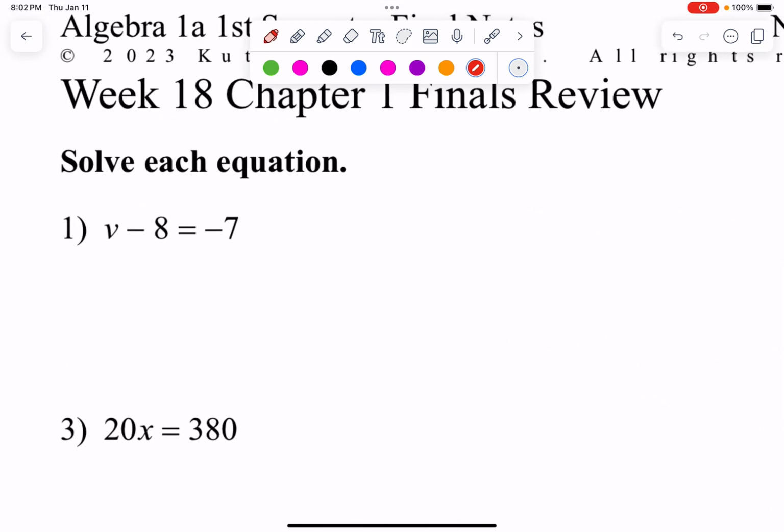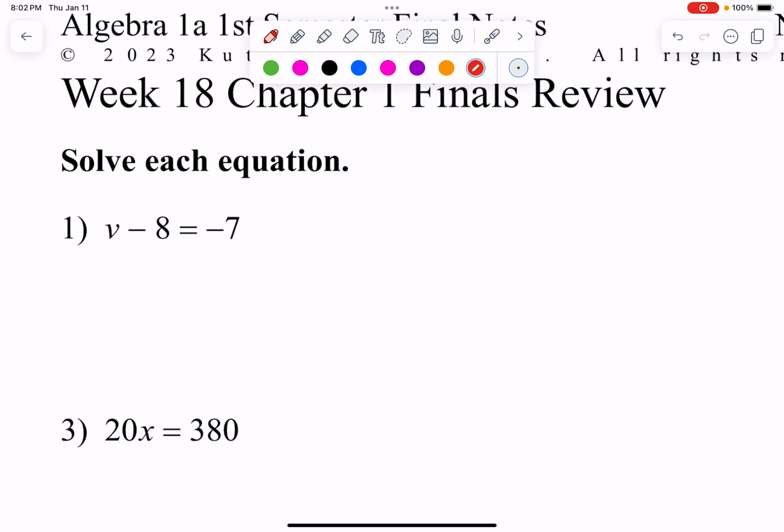Looking at problem number 1, we've got that v minus 8 is equal to negative 7. So to get the v by itself, we need to do the opposite because we're crossing the equal sign. So we're going to add 8 to both sides of the equation. And when we do that, we're going to be left with v is equal to negative 7 plus 8 is 1.